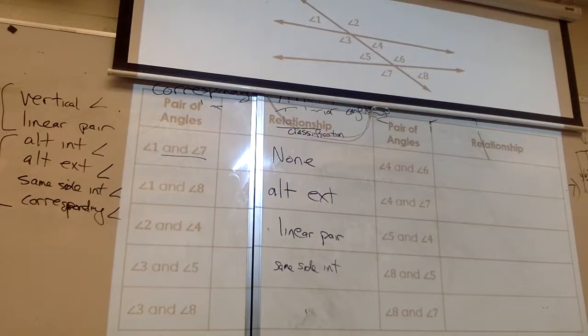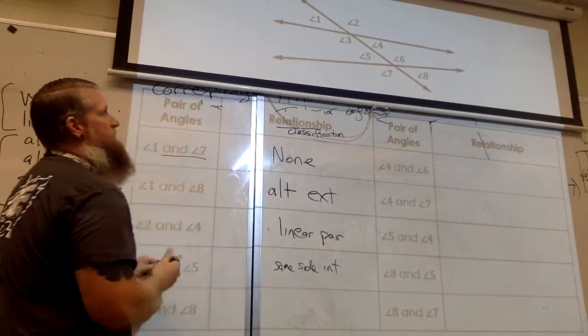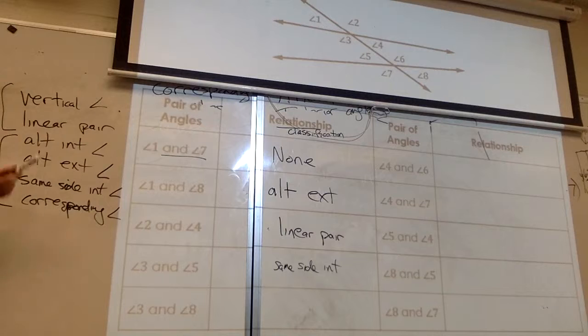What about 3 and 8? Remember, you're picking from here, right here. Alternate exterior angles: is 3 on the exterior? No. It can't be that, because 3 is not on the exterior.